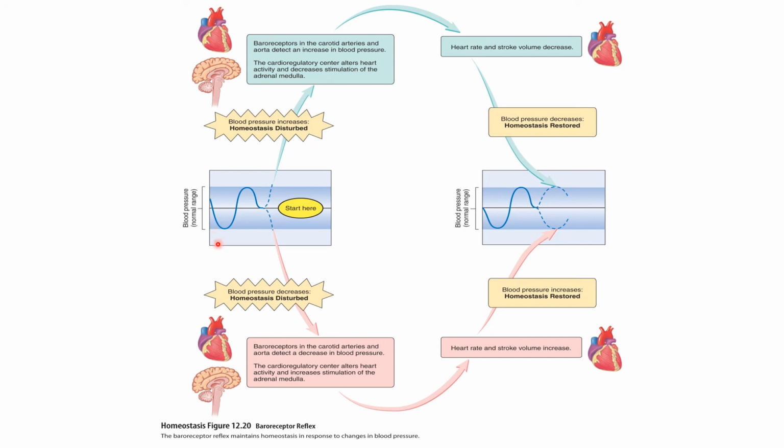But what if your blood pressure is decreased? What happens? The carotid arteries and the aorta detect a decrease in blood pressure, and the cardioregulatory center alters heart activity and increases the stimulation of the adrenal medulla. With this, heart rate and stroke volume increase to restore homeostasis, to go back to the normal blood pressure range. Okay?